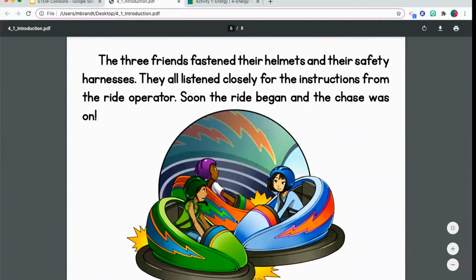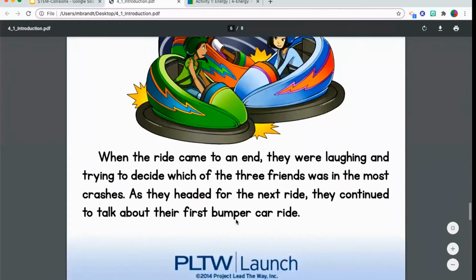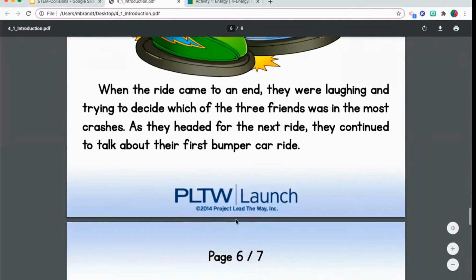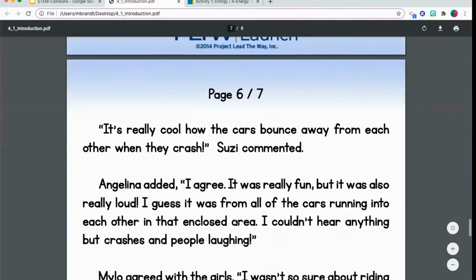The three friends fastened their helmets and their safety harnesses. They all listened closely for the instructions from the ride operator. Soon the ride began and the chase was on. When the ride came to an end, they were laughing and trying to decide which of the three friends was in the most crashes. As they headed for the next ride, they continued to talk about their first bumper car ride.